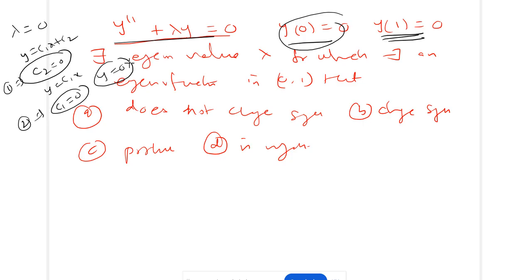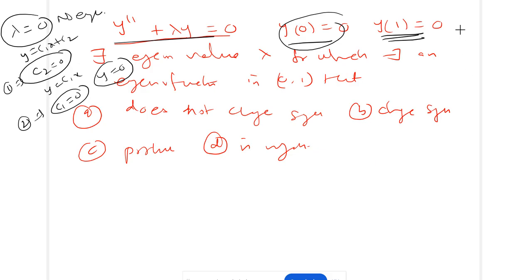Now from this, what is the conclusion? This is the trivial solution. A trivial solution cannot be an eigenfunction, so there is no eigenfunction corresponding to lambda equal to 0.